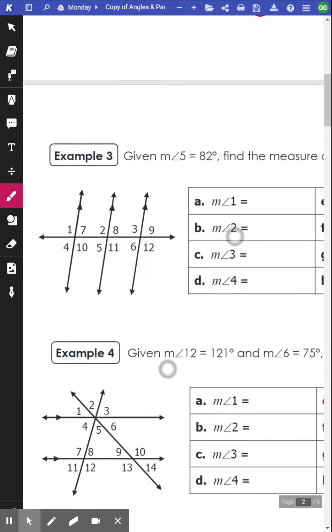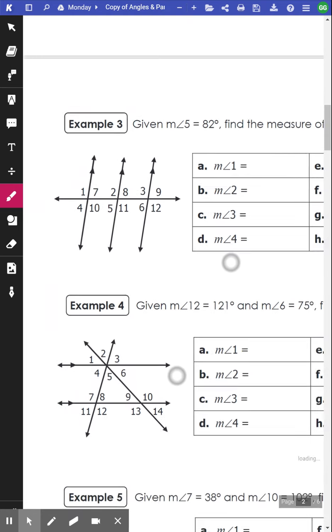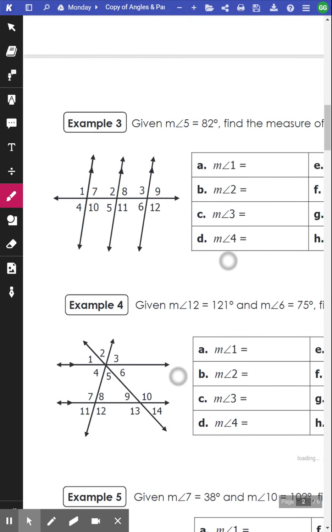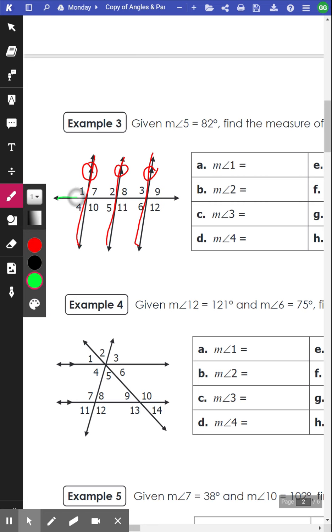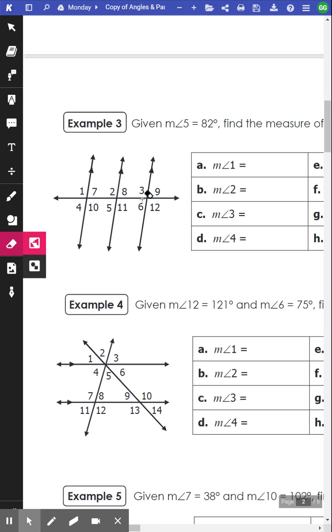Okay, so let's go to example 3. These are blank, but it shouldn't be too hard. Like I said, you're given these symbols, so we know that these 3 lines are all parallel. They're all being cut by this transversal right here. Angle 5 is 82 degrees. We know that these two are 82 degrees.